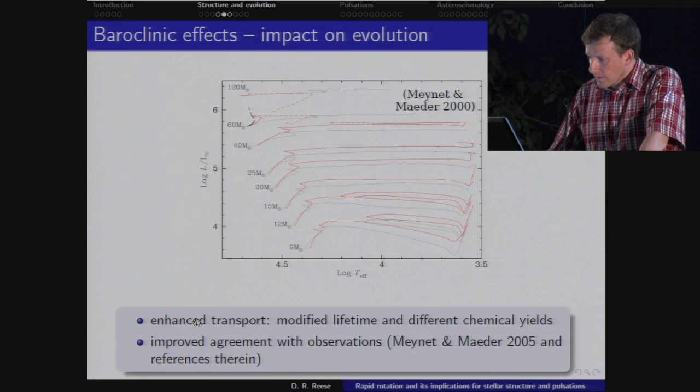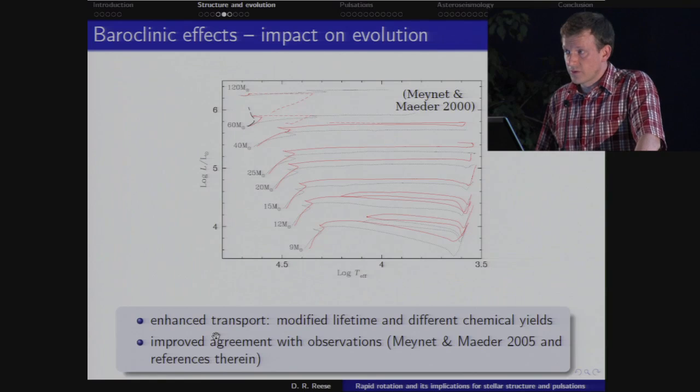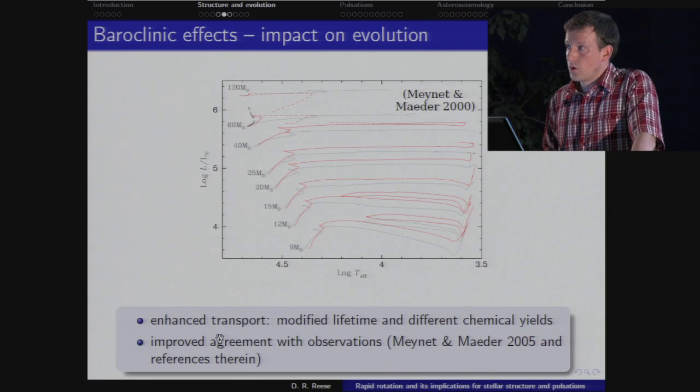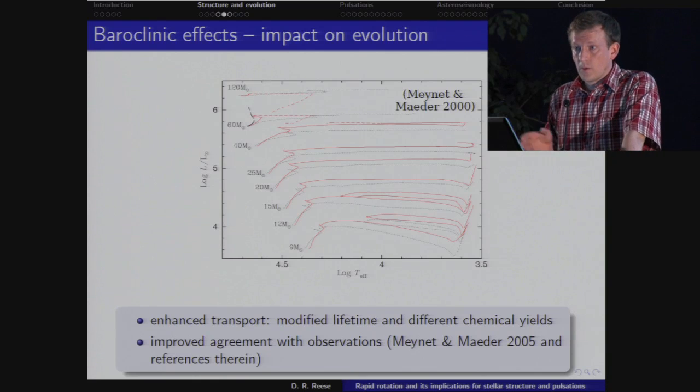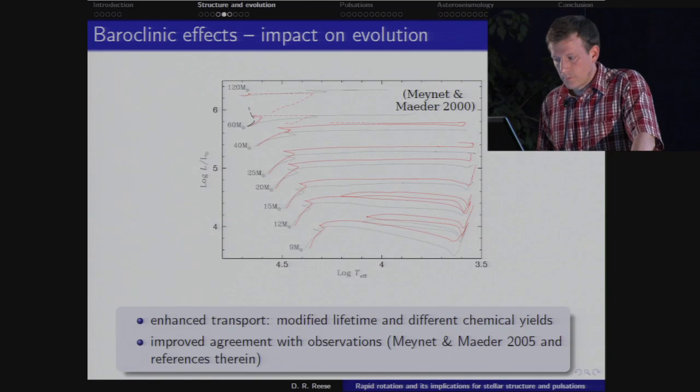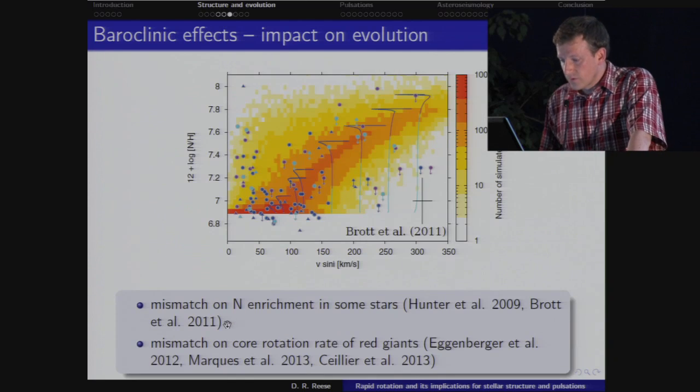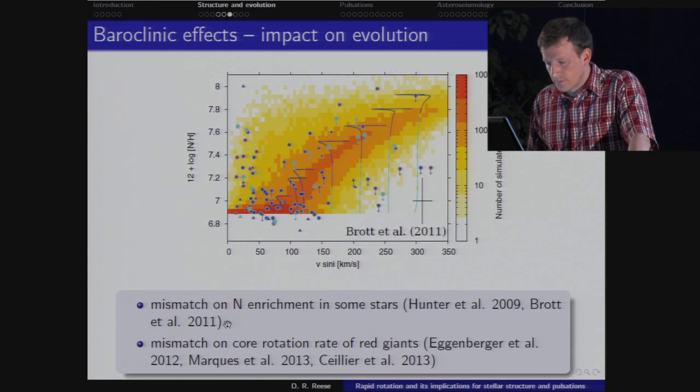And so you can see that the evolution of these stars is modified by the enhanced transport processes. These models have had quite a bit of success in explaining the chemical enrichments of massive stars, so O, B, and A stars, and have also helped explain the number ratio between blue and red supergiants in one of the Magellanic Clouds. However, there have also been some difficulties.